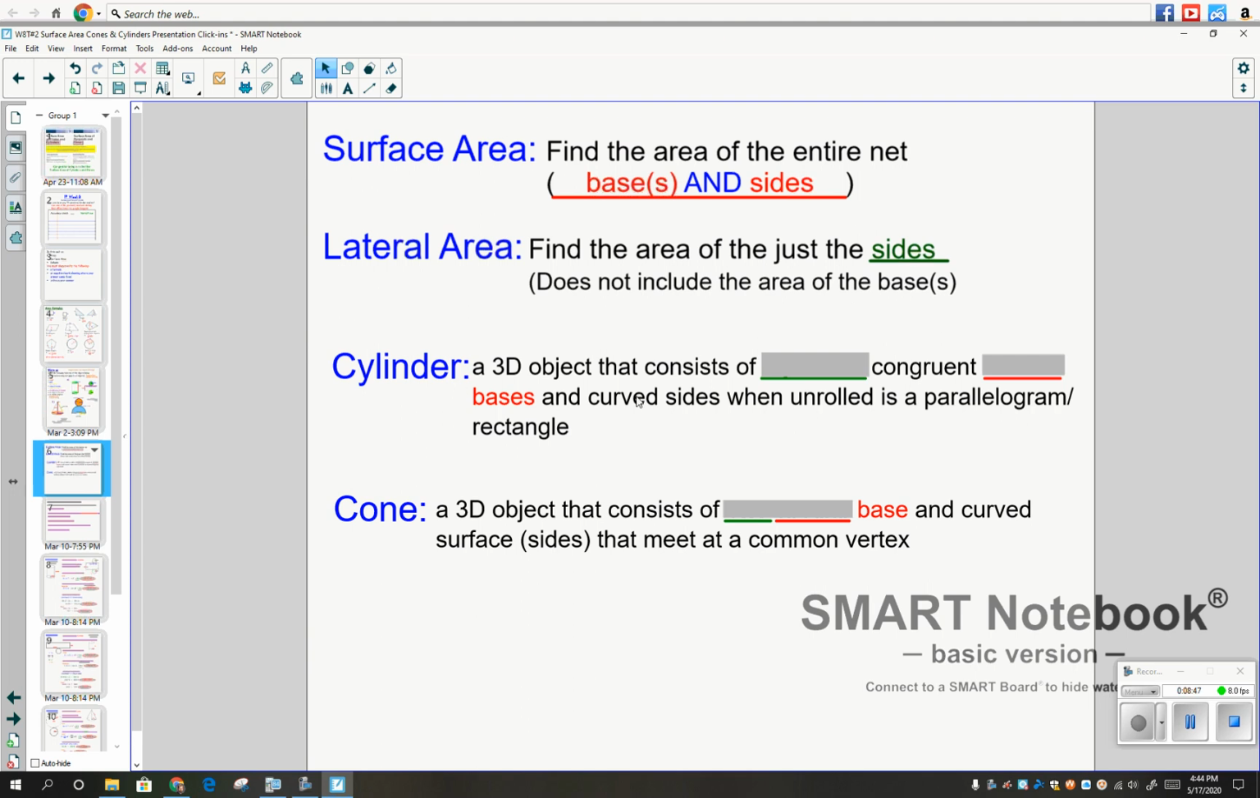And definitions from last week. A cylinder is a 3D object. It consists of two parallel congruent circular bases. The base has two circles that serve as its bases. And a cone is a 3D object that consists of one circular base. And it's got a curved side, which when you unfold is the sector of a circle, and it meets at a common vertex, which we call our apex.